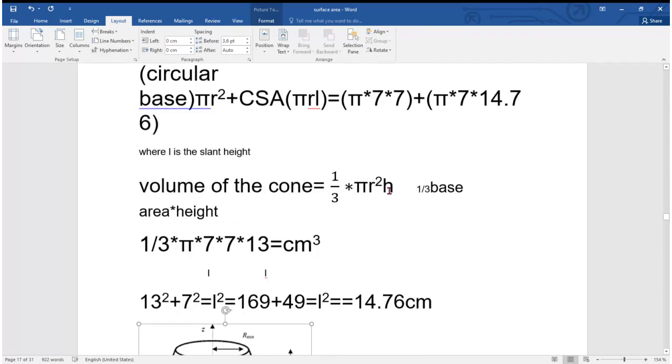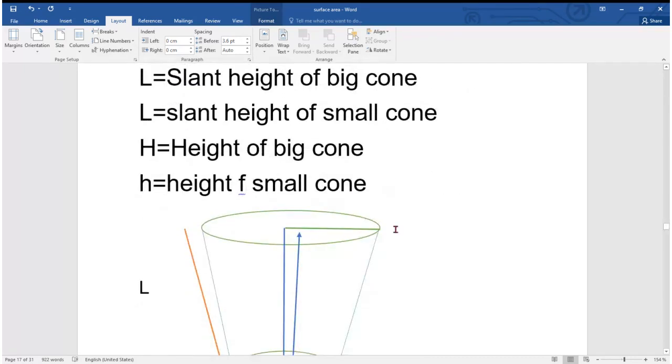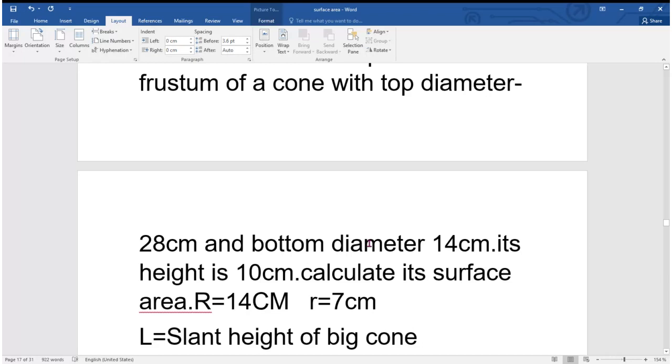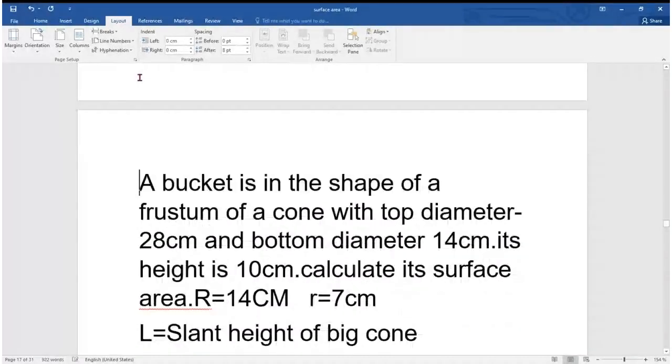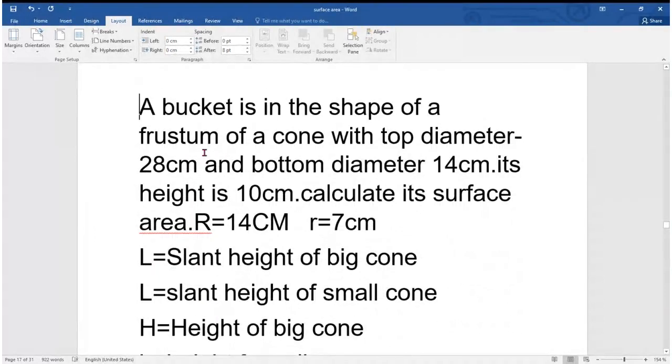So I'm just going to do an example here. A bucket is the shape of a frustum of a cone with a top diameter of 28 centimeters and a bottom diameter of 14 centimeters. The height of the bucket is 10 centimeters. Calculate its surface area.